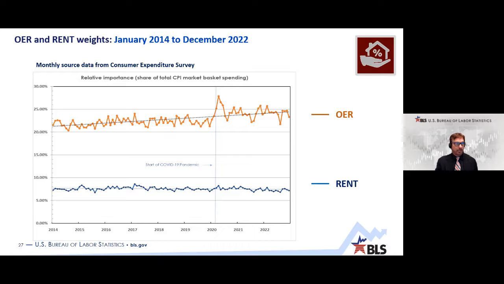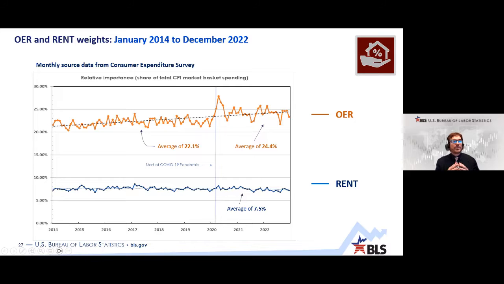And at the bottom is the relative importance, or budget share, of rent. You can see from this slide that pre-pandemic, the average weight, or budget share, or relative importance of owner's equivalent rent in the entire CPI market basket was roughly 22%, but increasing. And post-pandemic, there was a sharp jump in April of 2022 before coming back down, but still increasing. So the average post-pandemic relative importance of OER is 24%, increasing. In contrast, the weight of rent has been relatively stable, hovering around 7.5% relative importance.